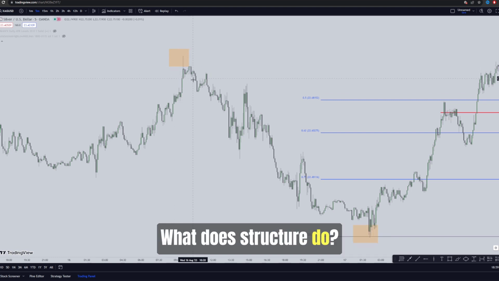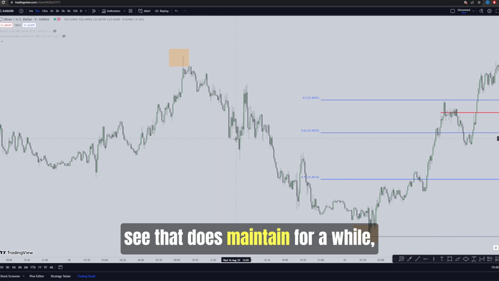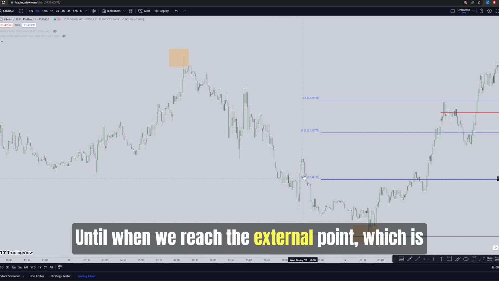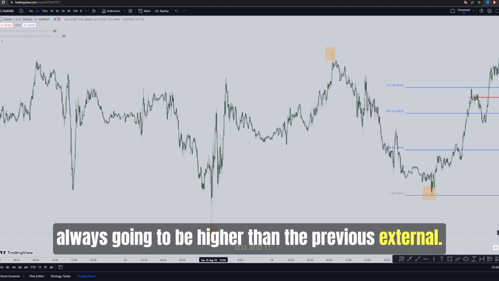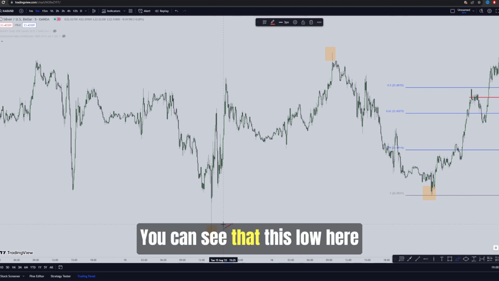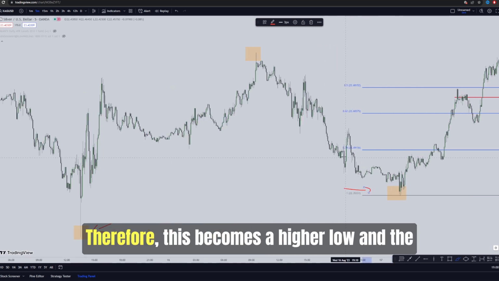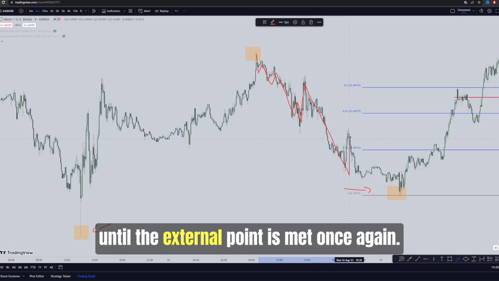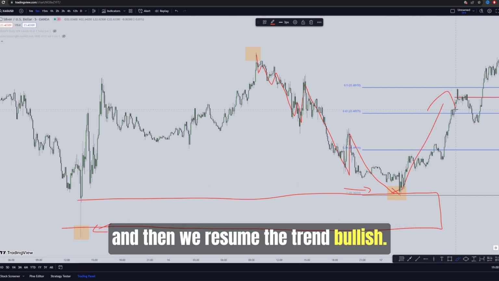What does structure do? Structure shifts beautifully bearish, and you can see that does maintain for a while, and it continues maintaining until when? Until we reach the external point, which is always going to be higher than the previous external. You can see that this low here is lower than this low here. Therefore, this becomes a higher low, and the market structure shifts bearish on the 5-minute until the external point is met. Once again, this time we touch into this POI here, and then we resume the trend bullish.